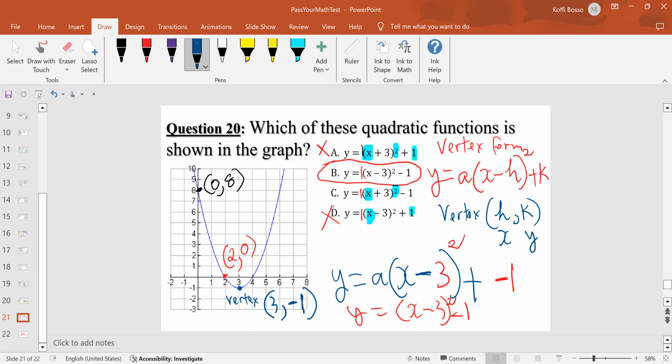Let's check for C. If I replace x by 2, 2 plus 3 is 5. 5 squared is 25. 25 minus 1 is 24. No good. But for this one, if I replace x by 2, 2 minus 3 is negative 1. Negative 1 squared is positive 1. Positive 1 minus 1 is 0. So the correct choice here is B. So that is the other method to solve the question.